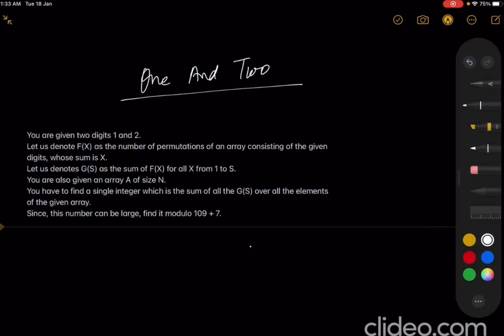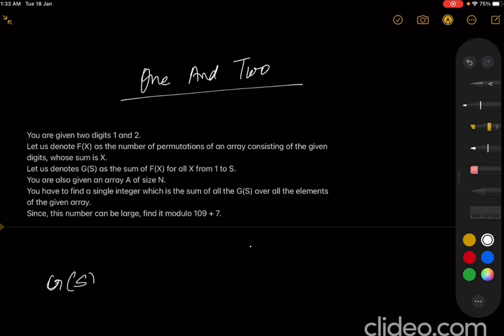Hi everyone, so today in this video I will be discussing problems 1 and 2. The problem says that you are given two digits, 1 and 2. Let us denote f of x as the number of permutations of an array consisting of the given digits whose sum is x, okay? And let us denote g of s as the sum of f of x for all x from 1 to s.